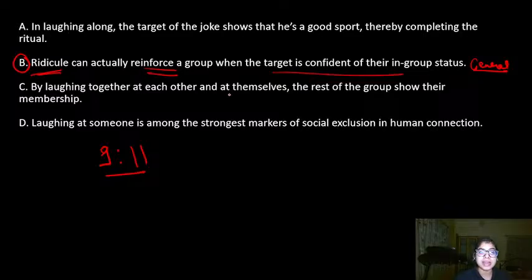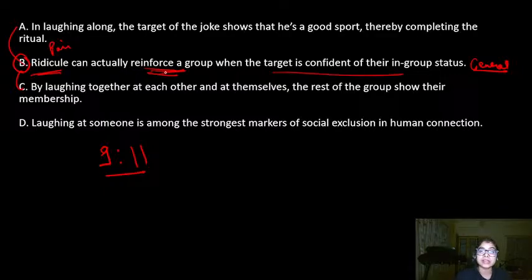Okay, then by laughing together and at each other and at themselves, the rest of the group shows their membership. Then in laughing along, the target of the joke also shows membership. So B and A are also a pair, and so is C. They're thematically relevant in that the theme is talking about how laughing together can actually help the group, how it can reinforce the group. It can join the group, make the group better.